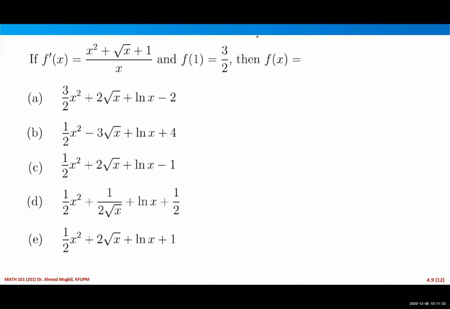The answer, most of you went with choice C, and I think it is the right one. If I'm not wrong, it is the right answer. Yes, it is. This is good. So at least 13 students know what is the right answer.